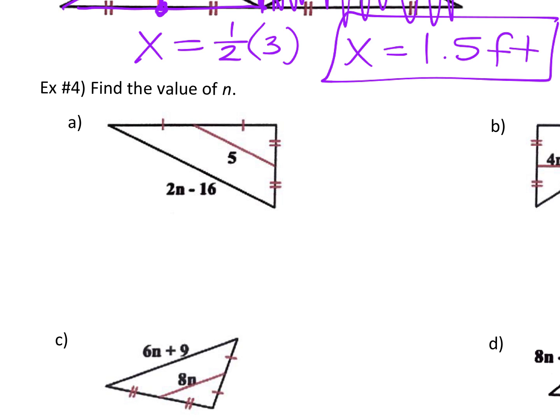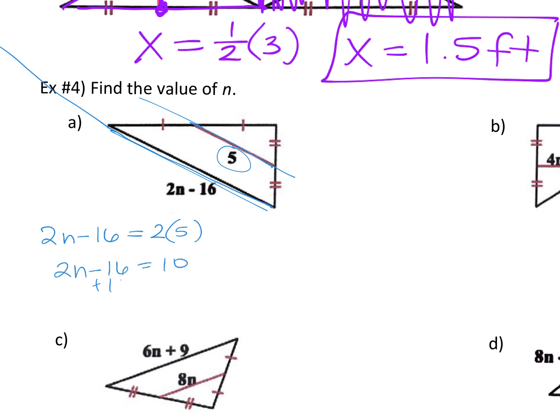Double the 5. You could double the 5, okay? And just stop and think about it, right? If you said double the 2n minus 16, that means this line is now this long. That is not the same as 5, right? Instead, if you double your 5, it's going to be as long as what we have. So you're going to say 2n minus 16 equals double our 5. So 2n minus 16 equals 10. Add the 16, and you get 2n equals 26. Divide by 2, so n is 13.